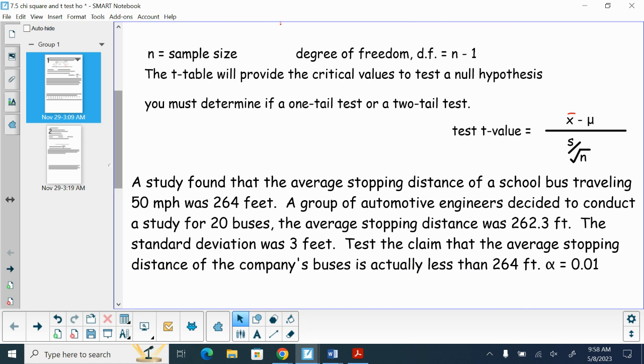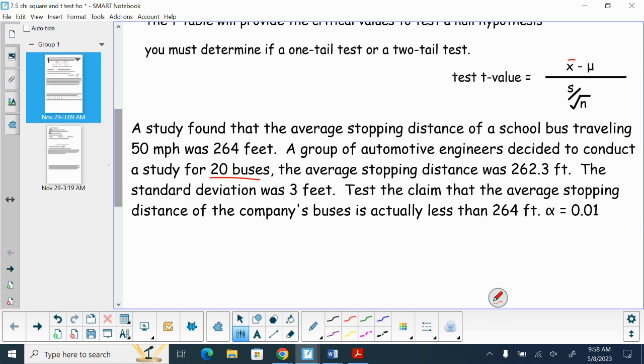Take a look at the problem. Study found the average stopping distance of a school bus is the same problem, but what I have done is changed the study to 20 buses. What we did before was we had a study of 40 or 50 buses. I can't remember what sample size we had. We've now changed our sample size to 20 buses.